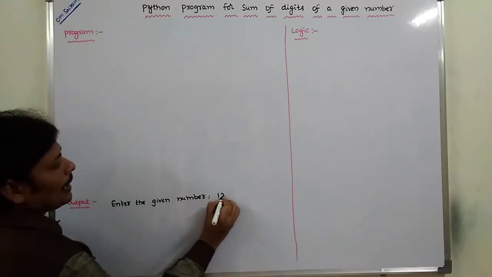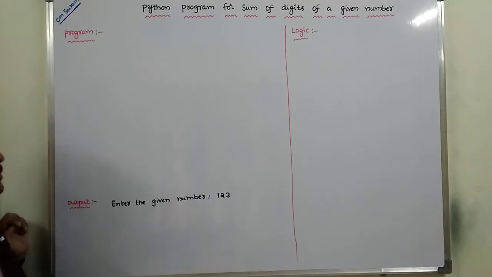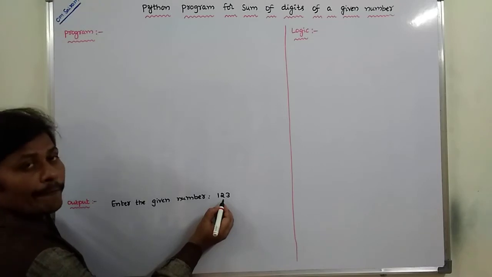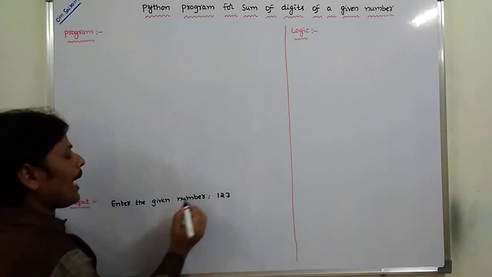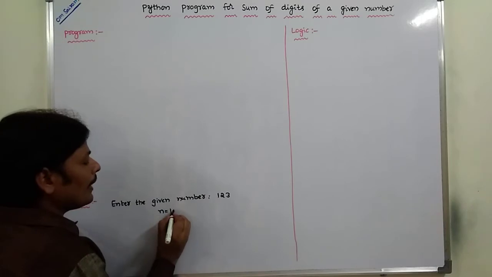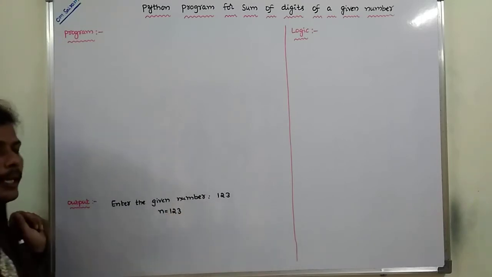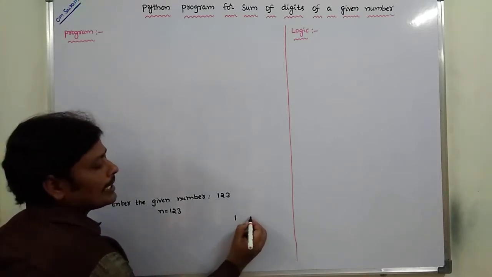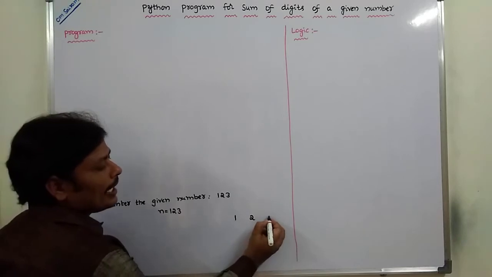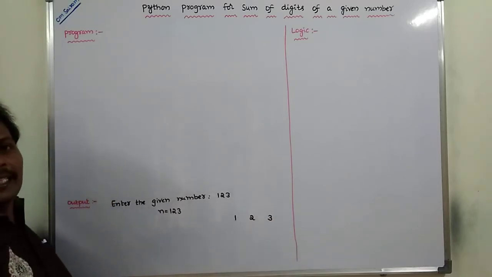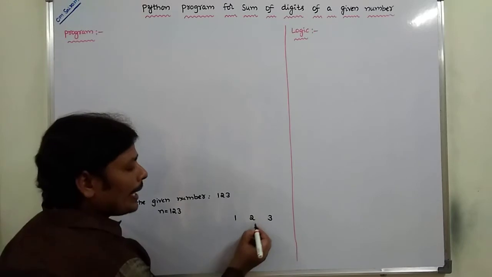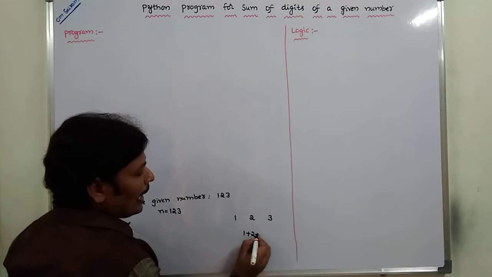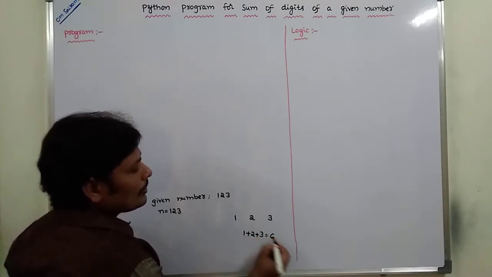That is 123. So this 123 can be entered by the user from the keyboard. That value can be assigned to the variable n. Now what are the digits? 1 is one digit and 2 is another digit and 3 is another digit. Now I am adding these 3 digits, that means 1 plus 2 plus 3, that is equal to 6.